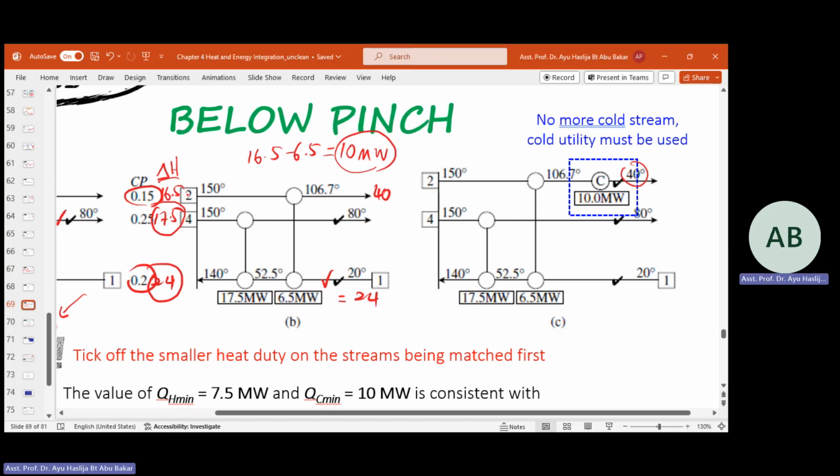I repeat, for stream 2 just now, 16.5 minus 6.5, which it passed to stream 1, has a remaining 10 megawatt. So for this 10 megawatt, the stream needs to be cooled down. That's why here it installs a cooler. It needs cold utility to achieve the T target.